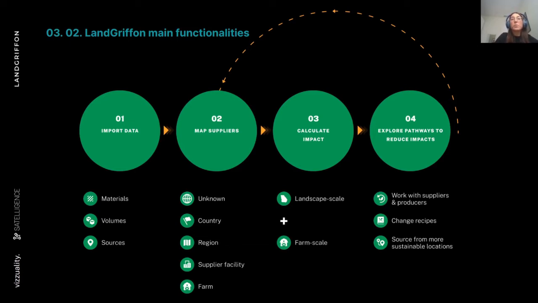This geolocation will be done using a probabilistic sourcing model, which I will explain in more detail in the following slide. During the same data ingestion, we will be calculating the associated environmental impacts, which are divided between farm level and landscape level indicators. Finally, once we have all the supply chain mapping and the different impacts calculated, the user can explore different pathways to reduce these impacts by, for example, working with producers and suppliers to reduce risk, change product formula, or source from more sustainable locations.